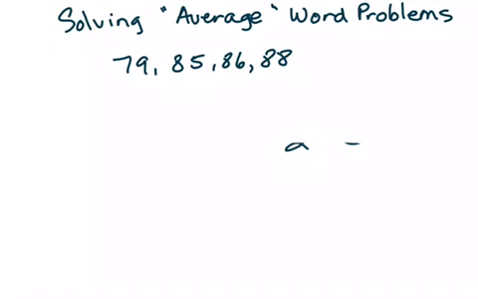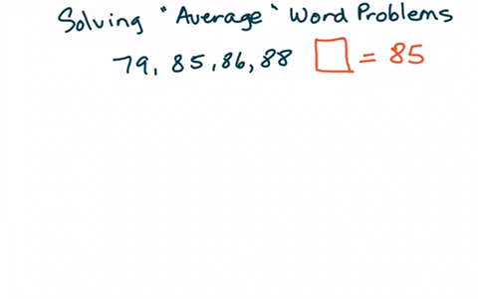All right, so we're doing the same thing in this problem. We are going to add these numbers together and divide by the number of numbers. So here's the question. You have a series of math tests. You get a 79, an 85, an 86, and an 88. They're asking, what do you have to get in the next math test so that your average is at least an 85?